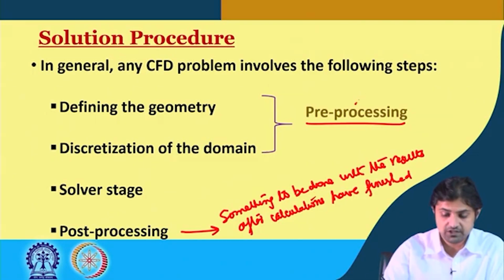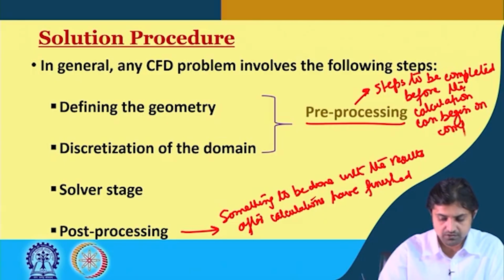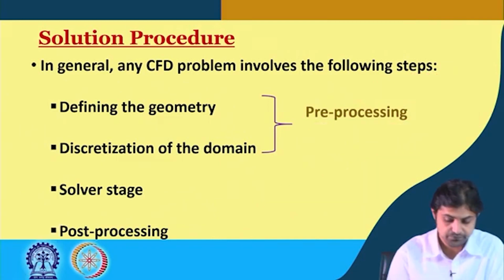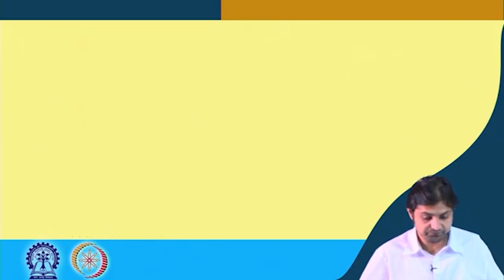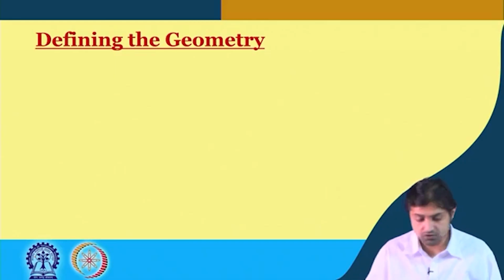Whereas pre-processing is steps to be completed before the calculation can begin on the computer. Okay. So, this is the general definition of pre-processing and post-processing. All right. So, now as we said, the first step is defining the geometry.